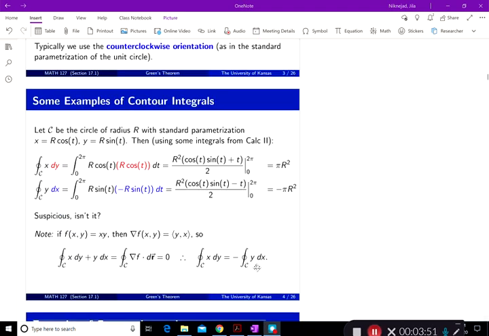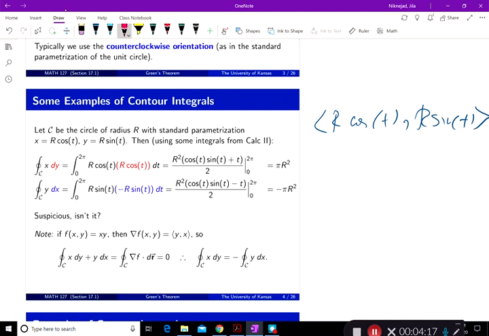So let's do some examples of contour integrals. Let C be a circle of radius r with the standard parameterization. What's the standard parameterization of C? That is r cosine t and r sine t. This is x of t, and this one is y of t.